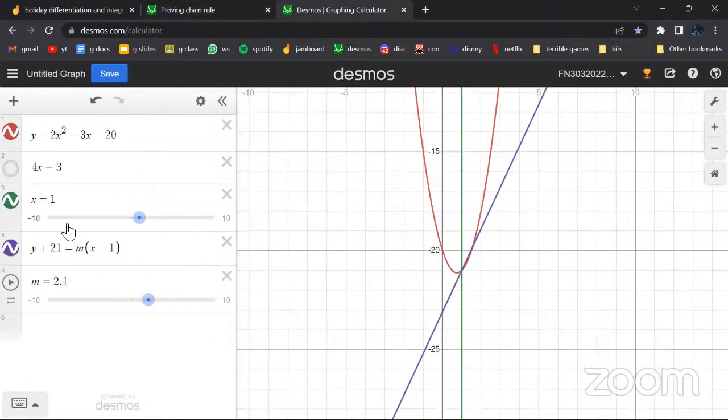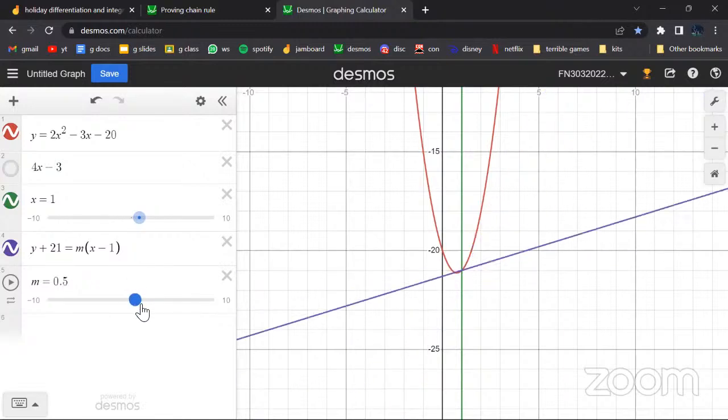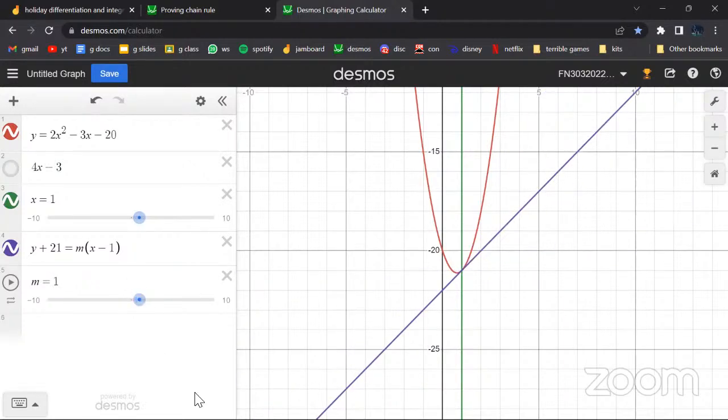The tangent line, you need a point, right? You need the point and the gradient. You know the gradient of the tangent line, right? Which is 1. So put the m as 1. Set it to 1. Isn't that tangential? Right?